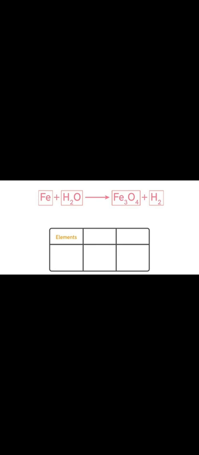In another example, the reaction is iron reacts with the water, it will give the iron oxide and the hydrogen. Now see here the elements used are iron, hydrogen and oxygen, and the number of atoms on the reactant sides and the product sides is given in the table. Iron on the reactant side is 1, on the product side it is 3. Hydrogen both the sides 2, and oxygen on the reactant side 1 and on the product side 4.